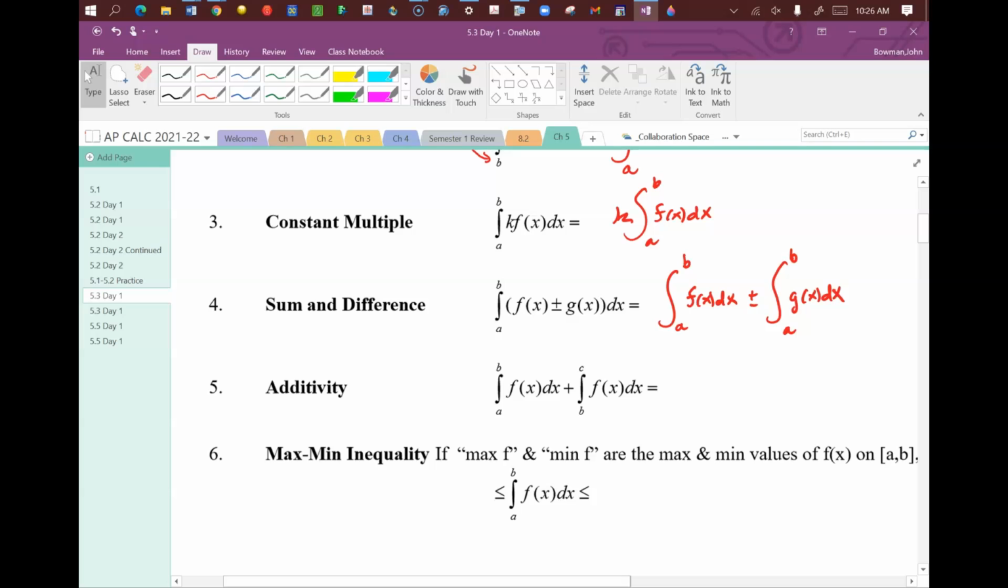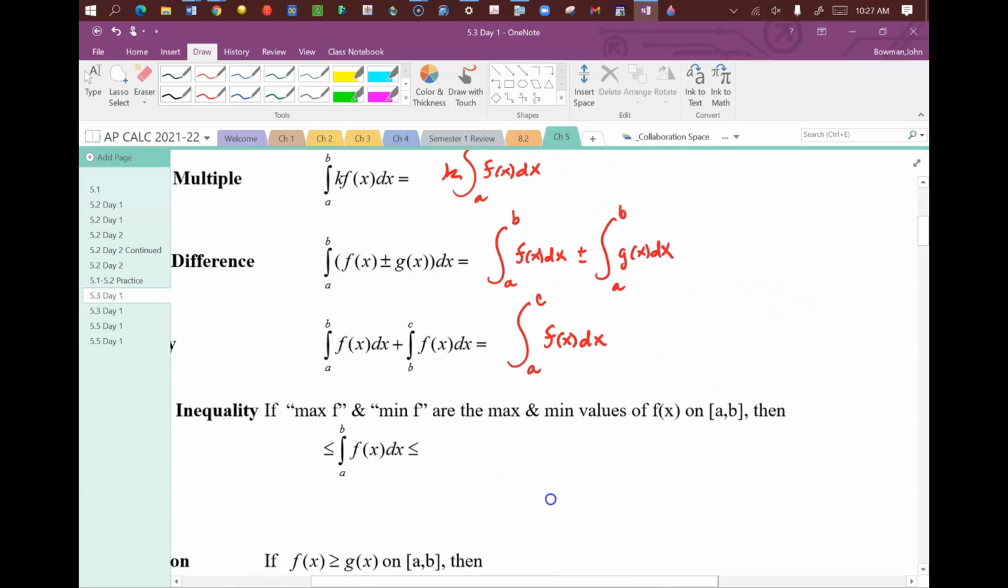Also, if you're integrating a function, in this case f of x, from a to b and then from b to c, you can add those two together into a single integral and integrate from a to c of f of x dx. Or similarly, you could split that apart and integrate instead from a to c in one integral. You could split it apart into the integral from a to b and then add that to the integral from b to c. This is particularly helpful when you have geometric shapes.